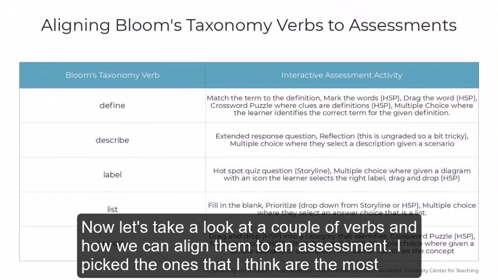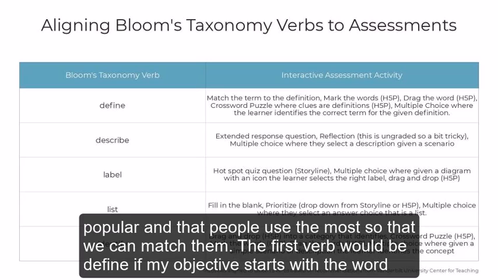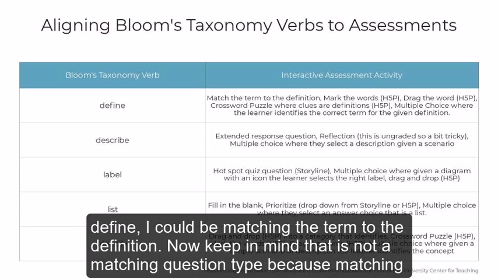Now let's take a look at a couple of verbs and how we can align them to an assessment. I picked the ones that I think are the most popular and that people use the most so that we can match them. The first verb would be define. If my objective starts with the word define, I could be matching the term to the definition.